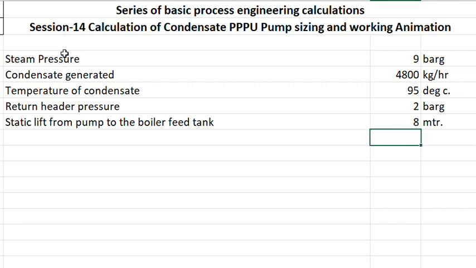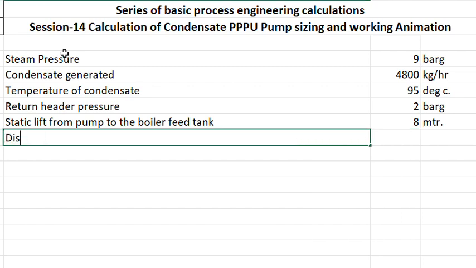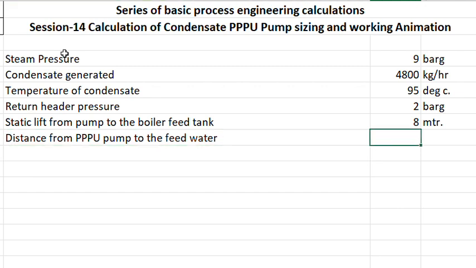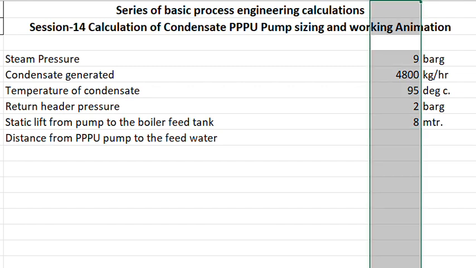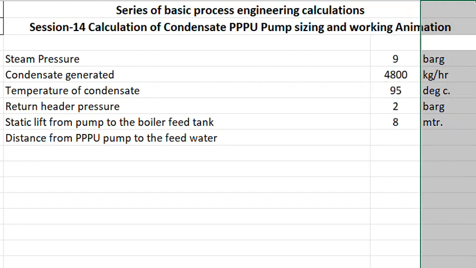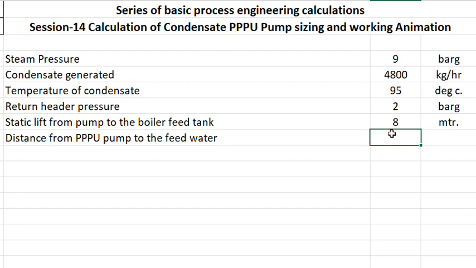So we need the distance from the pump to the feed water tank, because we have the utility section outside the plant, or in the central utility section. So we have to mention that to calculate the pressure drop across the piping. I have taken approximately 120 meters.